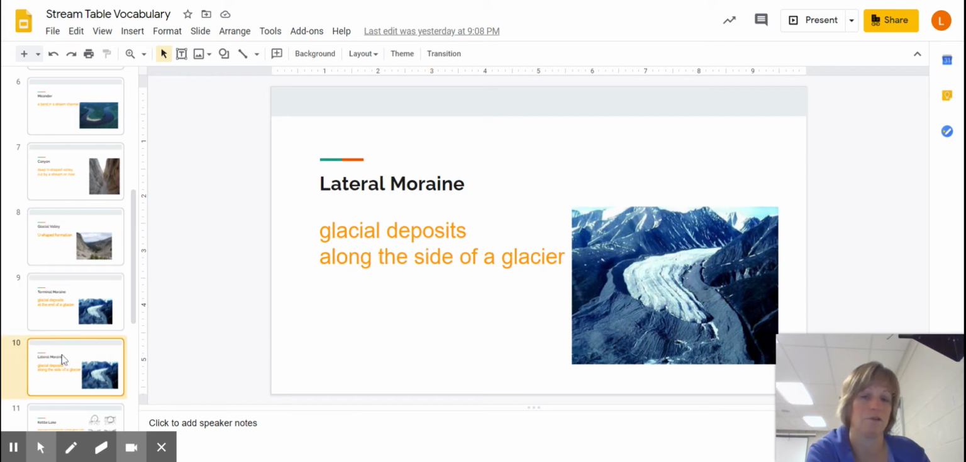So what about lateral moraines? Those are the glacial deposits along the sides. And so in this picture, the glacier is still here. But if the glacier would melt, we wouldn't have to wonder if a glacier was there.